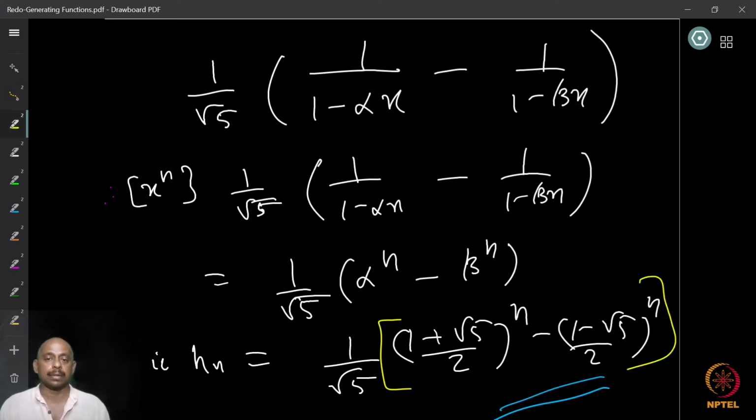Yes, so that is it. So we have now a closed formula for computing hn. And now it may be interesting to see that this is always an integer, right? 1 plus root 5 by 2 whole raised to n minus 1 minus root 5 by 2 whole raised to n divided by root 5 is always an integer, because hn is our Fibonacci or Hemachandra sequence.